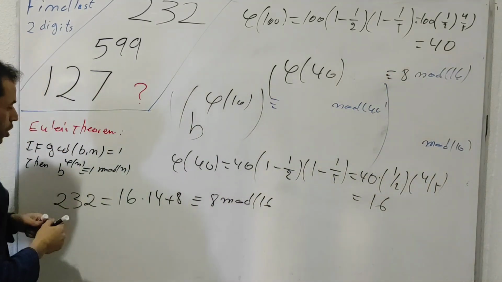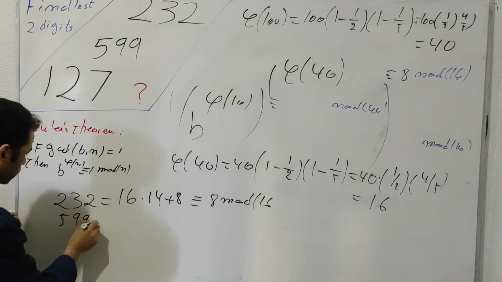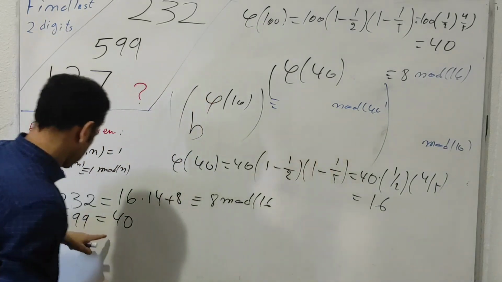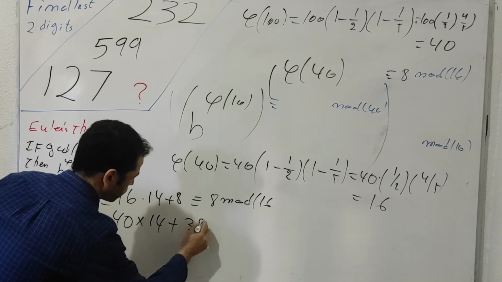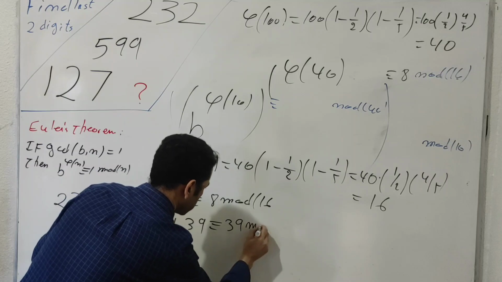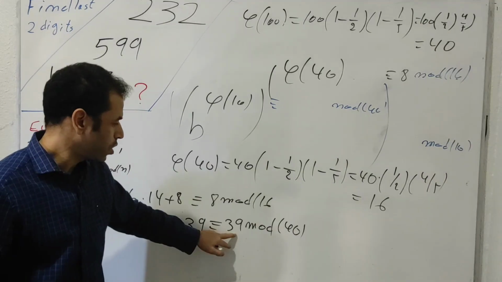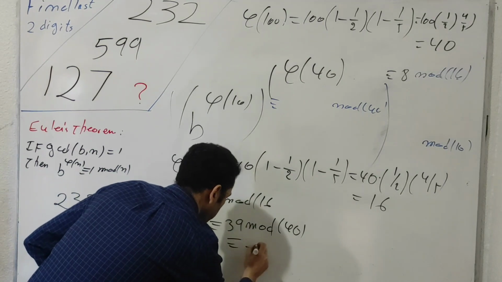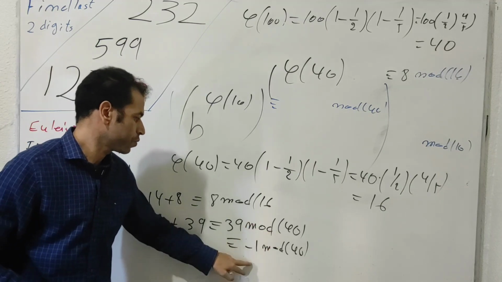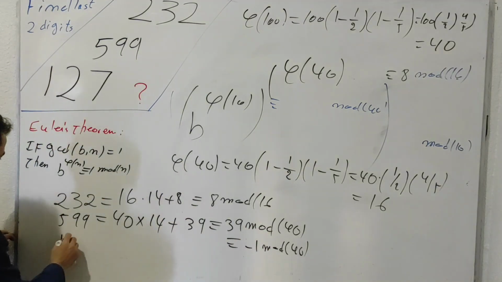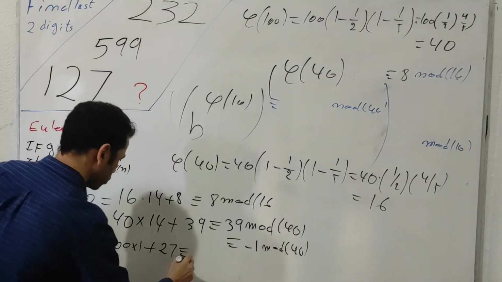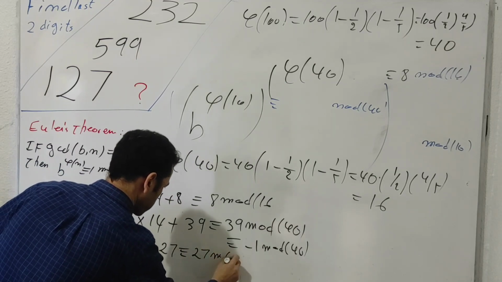Okay, so I'm going to check the second one, 599. 599 equals 40, because we have mod 40 here, multiplied by 14 plus 39, which is congruent to 39 mod 40. I'm going to use negative numbers here. It is congruent to minus 1 mod 40, since 39 is 1 less than 40. Okay, I'm going to check 127. 127 equals 100 multiplied by 1 plus 27, which is congruent to 27 mod 100.